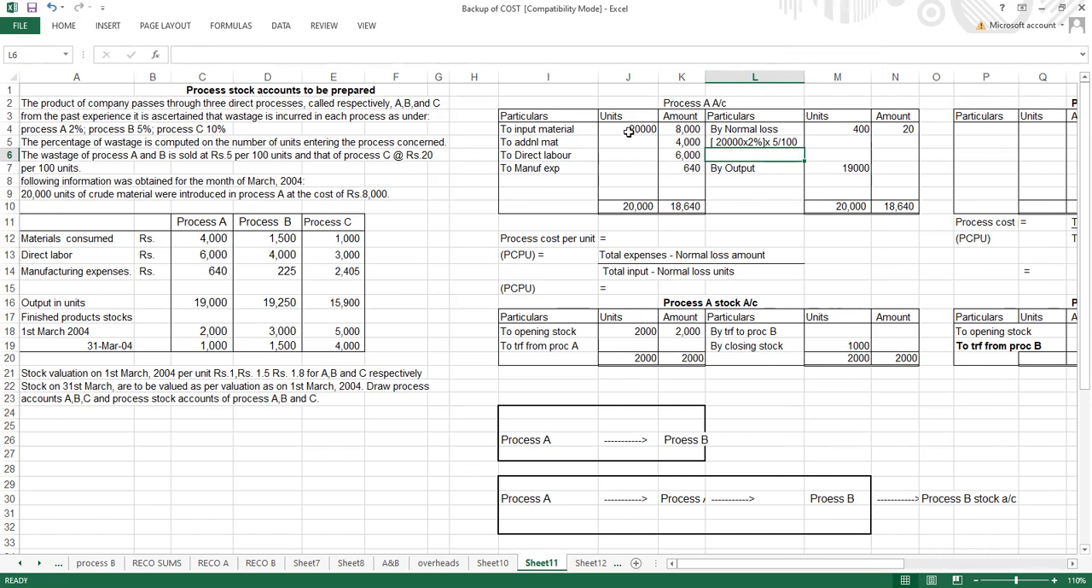We have to first close the units column. Okay, always close units column. Which side is heavier? Debit is 20,000, credit is 19,400. So there is a loss, abnormal loss. Yes. So I'll write by abnormal loss. 20,000 minus 19,000 minus 400. So it will be 600.